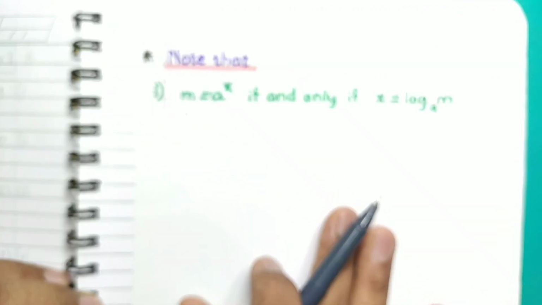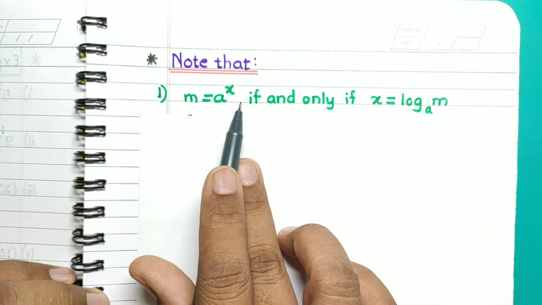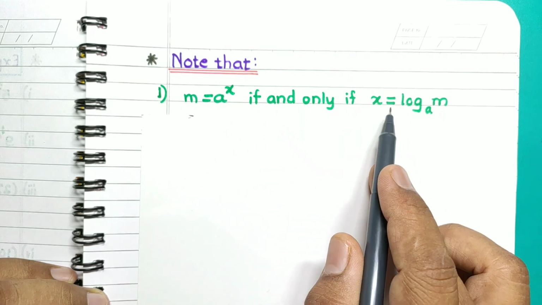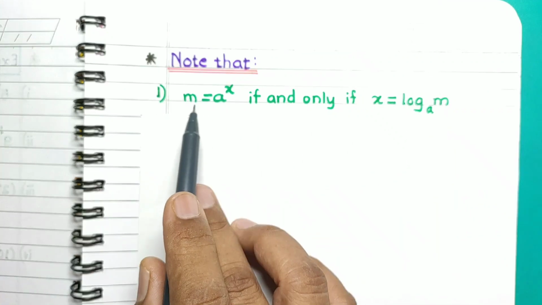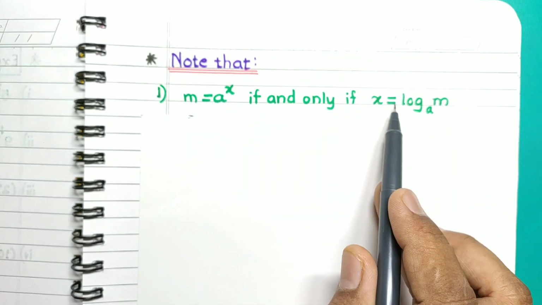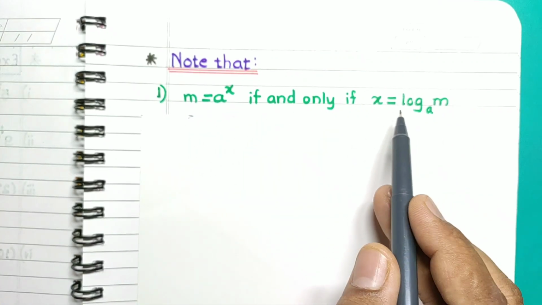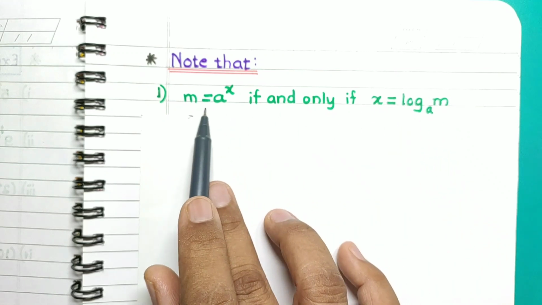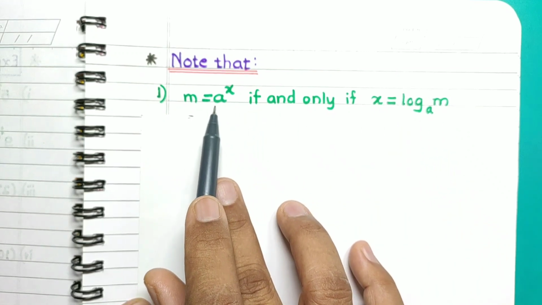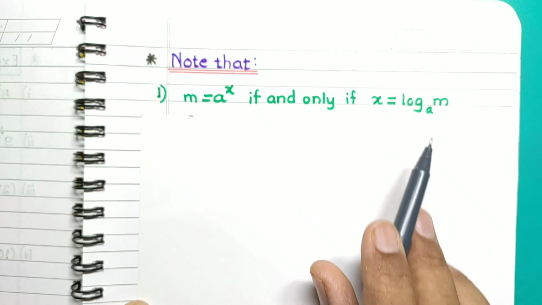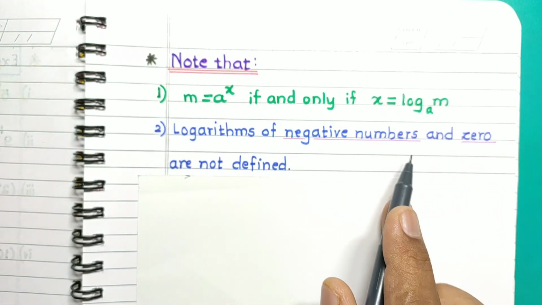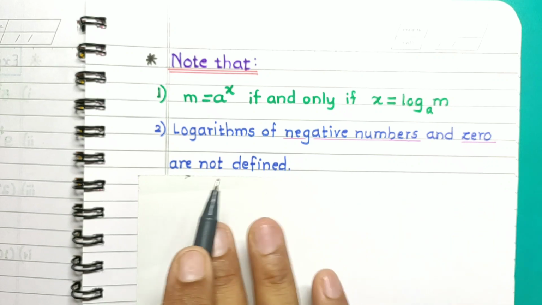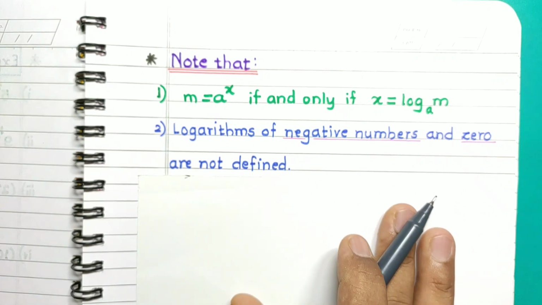Students, note that m is equal to a raised to x if and only if x is equal to log of m to the base a. That means exponential form implies logarithmic form and logarithmic form implies exponential form. So these two equations are very important. Logarithms of negative numbers and 0 are not defined.